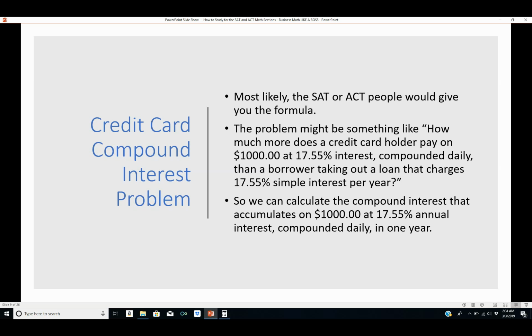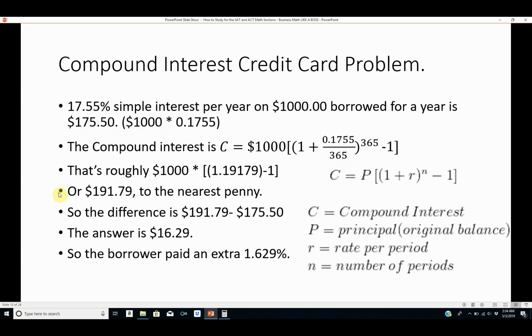So the problem might be something like, how much more does a credit card holder pay on $1,000 at 17.55% interest compounded daily than a borrower taking out a loan that charges 17.55% simple interest per year? So we can calculate the compound interest that accumulates on $1,000 at 17.55% annual interest compounded daily in 1 year. But first, let's do the simple interest because it's simple. It's really easy. 17.55% simple interest on $1,000 borrowed for a year is just $175.50.